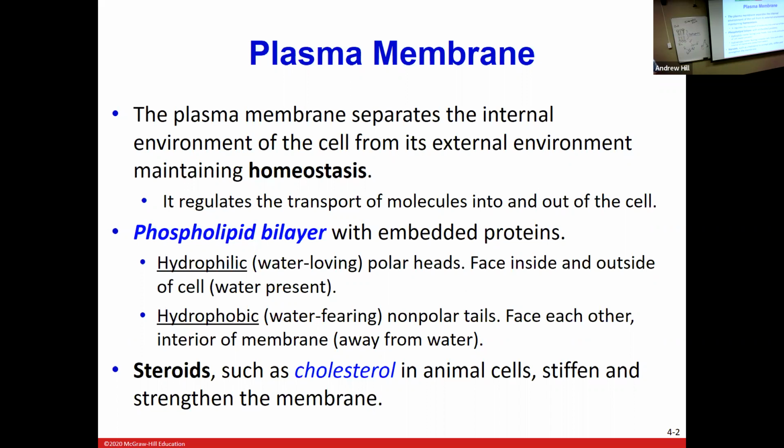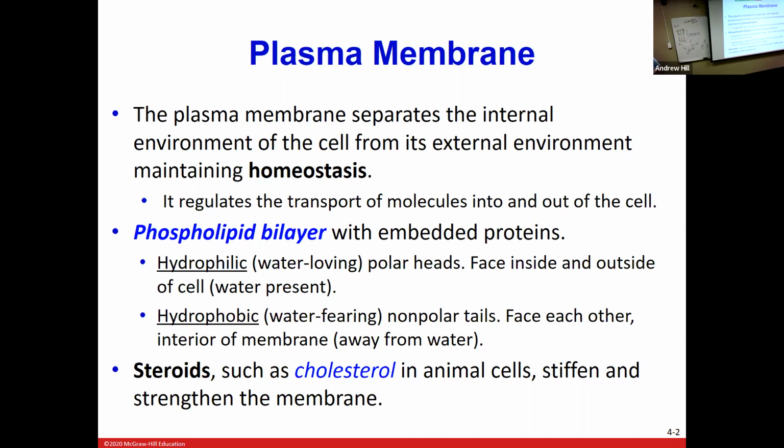We have the phospholipid bilayer with embedded proteins. There are hydrophilic, water-loving polar heads. They face inside and outside, where there's water present. The hydrophobic, water-fearing, non-polar tails face each other in the interior of the membrane, away from water.